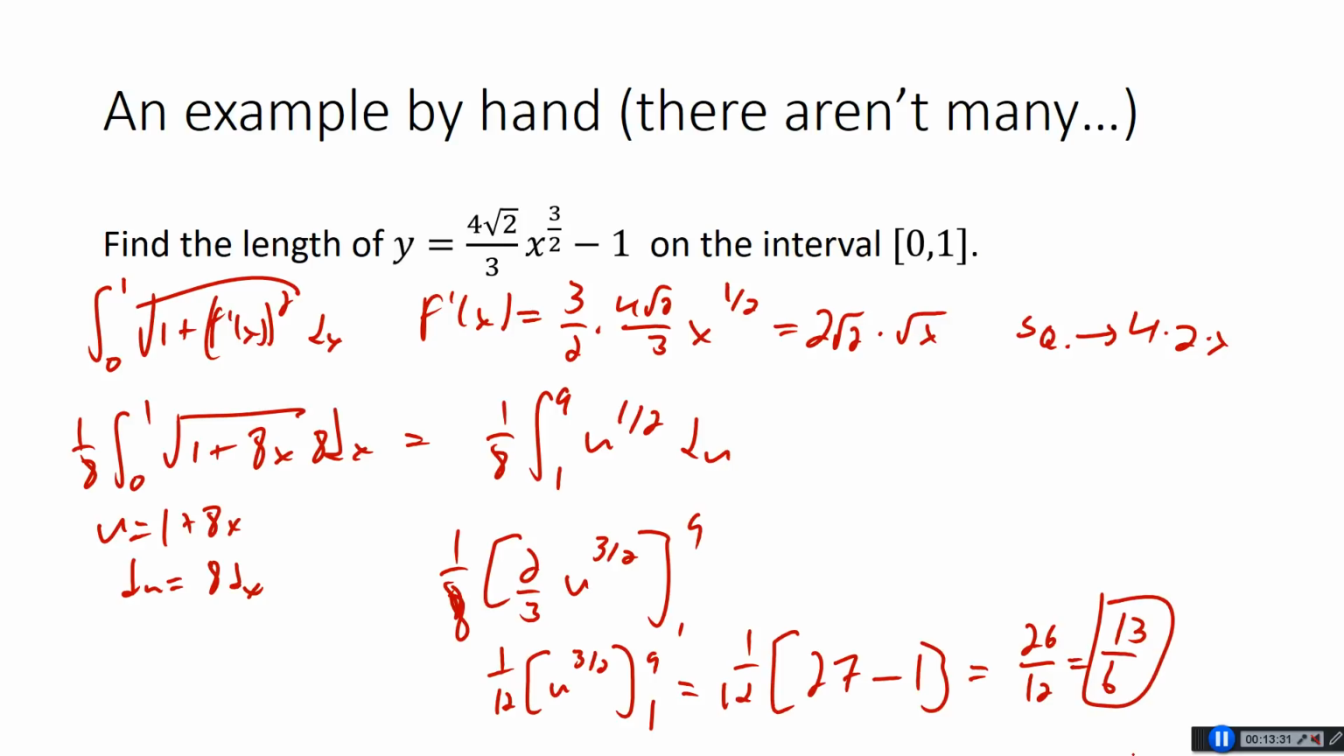Okay. Now, I should have checked this initially. Is this a smooth curve? Well, let's check out the derivative. 2 root 2 root x. So root x is okay all the way between 0 and 1. There's no issues there, no dividing by 0 or anything like that. So you have a smooth curve.